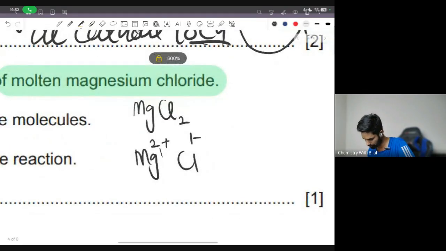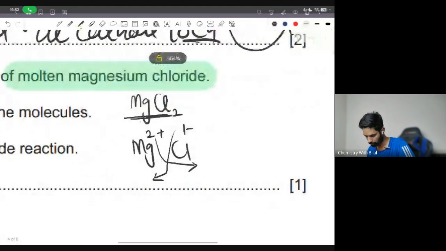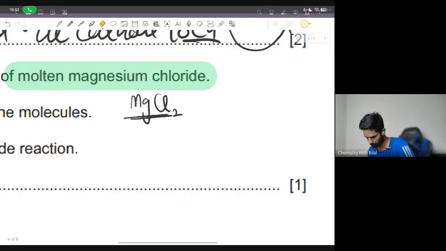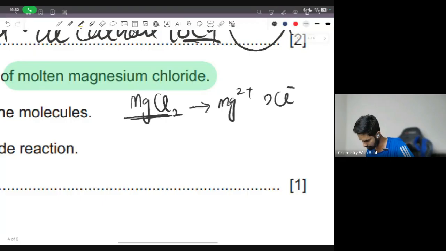So since we have different charges, this 2 will go on this side and 1 on this side, so you will get magnesium chloride MgCl2. Now, when you pass the current through MgCl2, it will produce the same ions it was made up of. So it will give you the same Mg2+ ions and Cl- ions. To balance this, I need to put 2 over here. So these are the ions that you have in the solution, right?